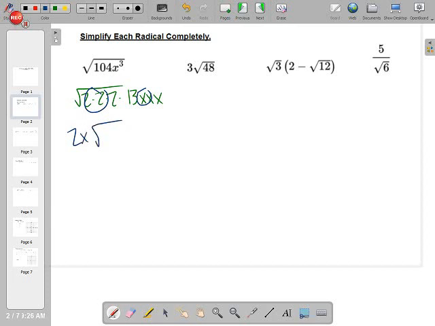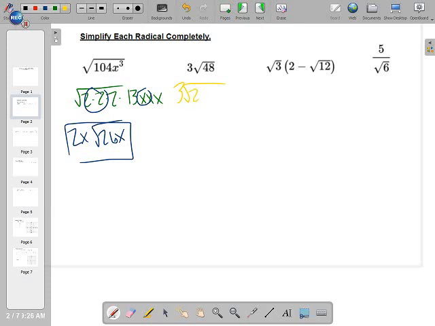Now, what's left underneath there is anything that didn't get circled. So a 2 and a 13 and an x. 2 times 13 is 26, and then there's one more x. So when you take the square root of 104, you're going to get 2 radical 26, and the square root of x cubed is x radical x. That is completely simplified.